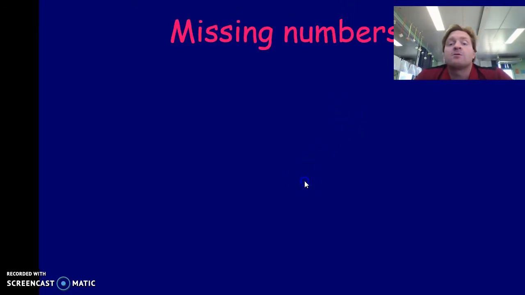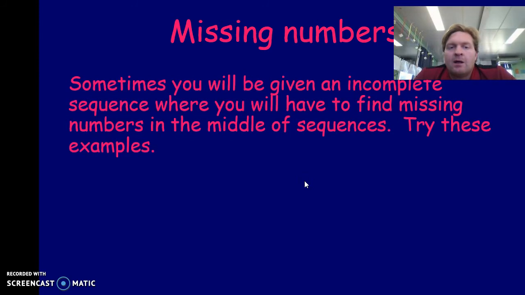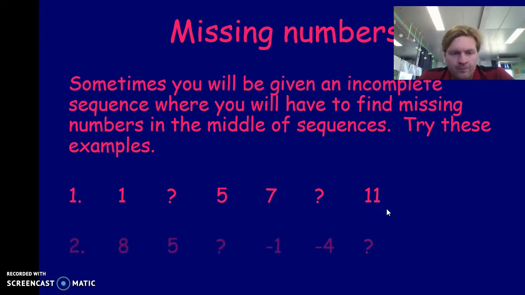Sometimes you have a case where there's missing numbers. Sometimes you'll be given an incomplete sequence where you will have to find the missing numbers in the middle of a sequence. Try these examples. Let's have a look. Term 1 is 1. Term 2 is missing. Term 3 is 5. Term 4 is 7. Term 5 is missing, and then term 11. Think about this as you go through.